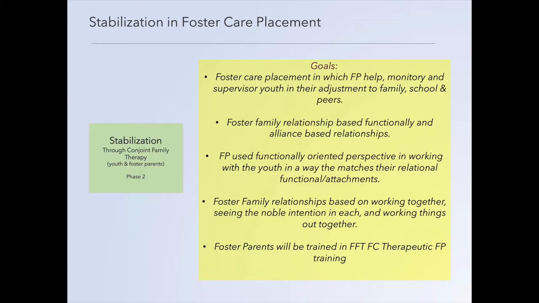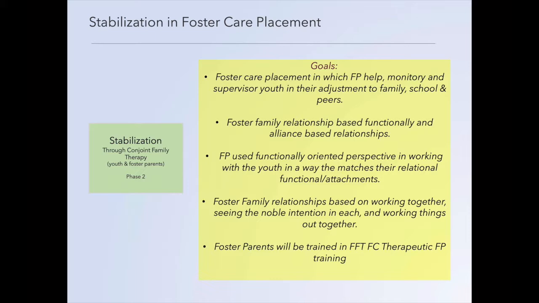And the goal here is that the foster placement in which the youth is, that they help monitor and supervise the youth in their adjustment to family and school, and that becomes your goal. Your goal becomes to watch, help, and step in when you need. Our goal is to help develop that foster family relationship to be one that's functional and very alliance-based.